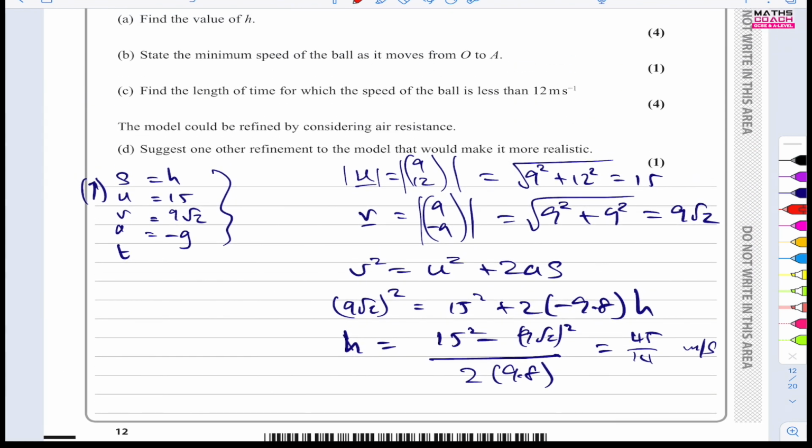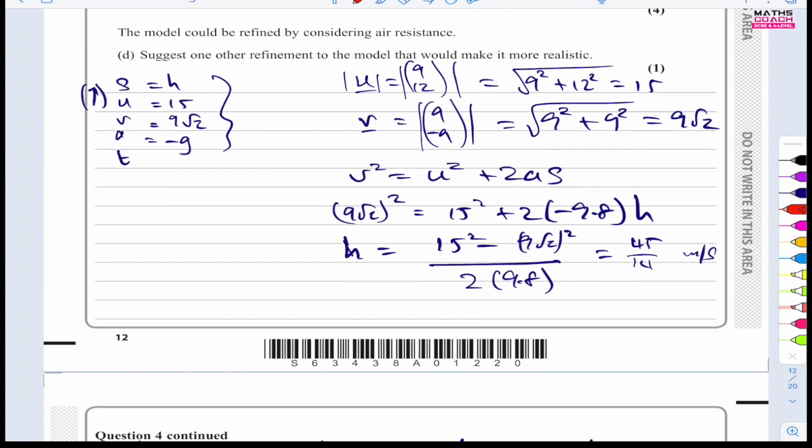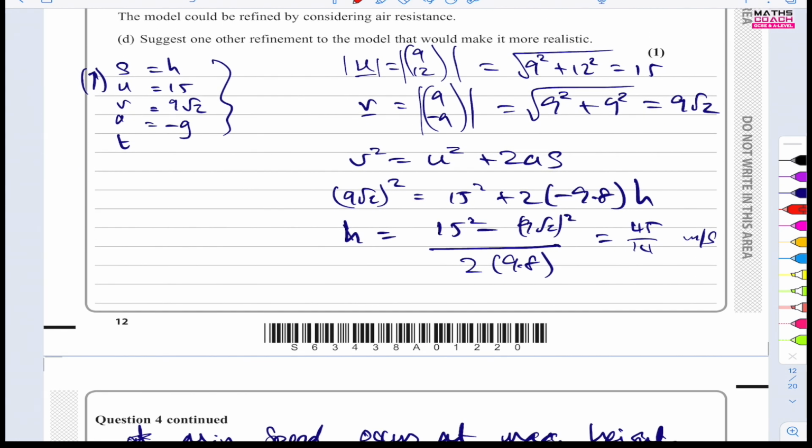You can mention the effect of wind. You can also talk about the accuracy of g. g could be more accurate. So you can say any of those points just for that one mark.